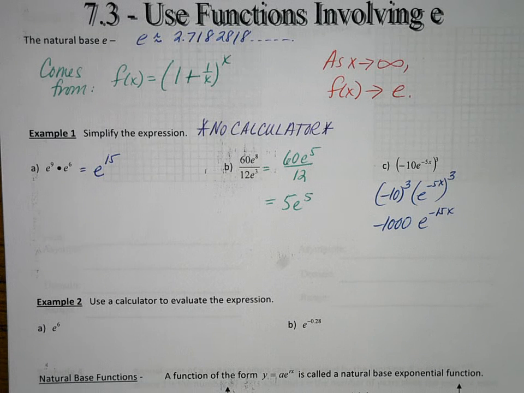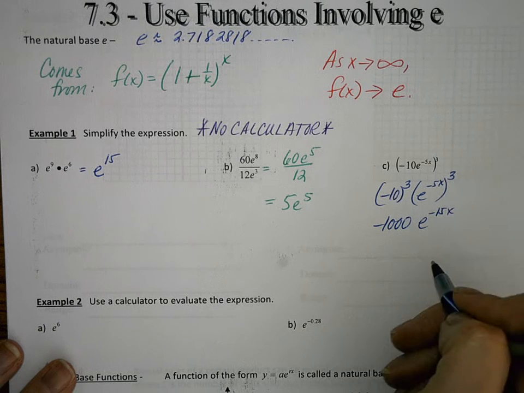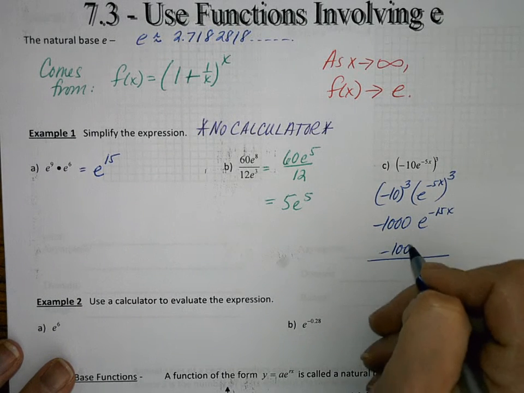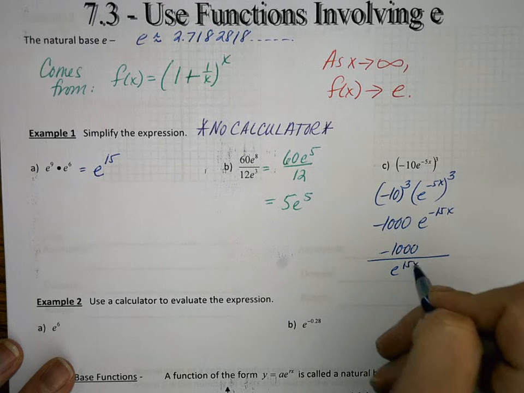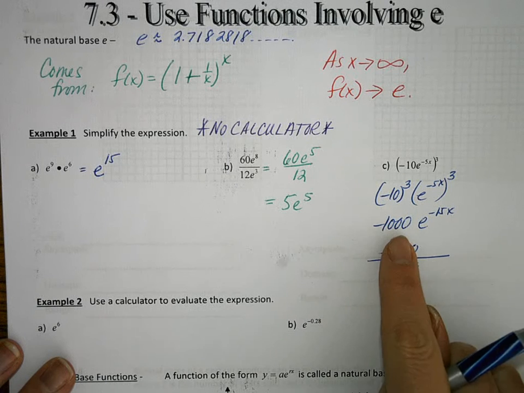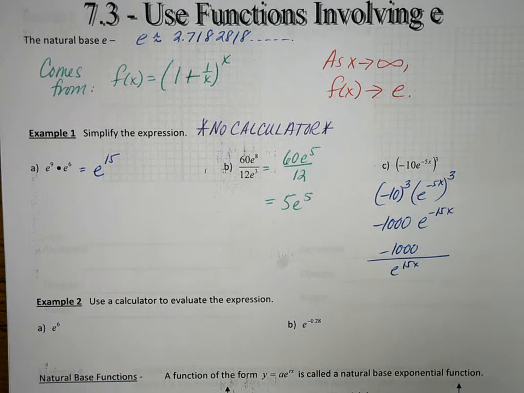So, Brianna, what am I going to do to get rid of that negative exponent? Beautiful. All right, e to the negative 15x, I'm going to move it to the denominator, and it becomes e to the positive 15x. My negative 1,000 stays in the numerator. It does not have a negative exponent. Perfect. Questions, concerns?